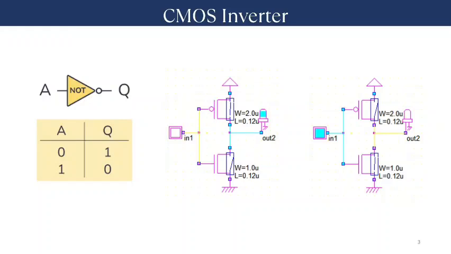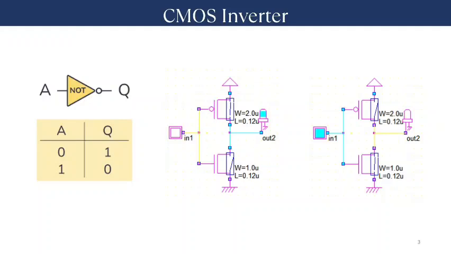And then the second condition, the input is 1, therefore the PMOS is off and the NMOS is on. In this condition, the output is grounded through the NMOS. Therefore, Vout equals 0.